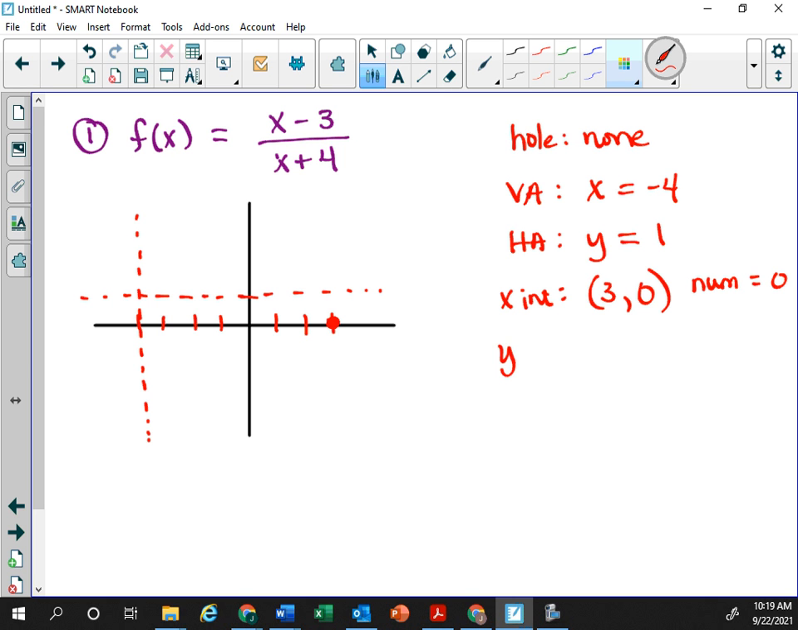And then let's find our y-intercept. Remember, that's where we plug 0 in for x. So what do we get? Good, (0, -3/4). So I'll put a tick mark at -1, and then I'll just put a dot pretty close to it. Obviously, I am not looking for perfection on these graphs.